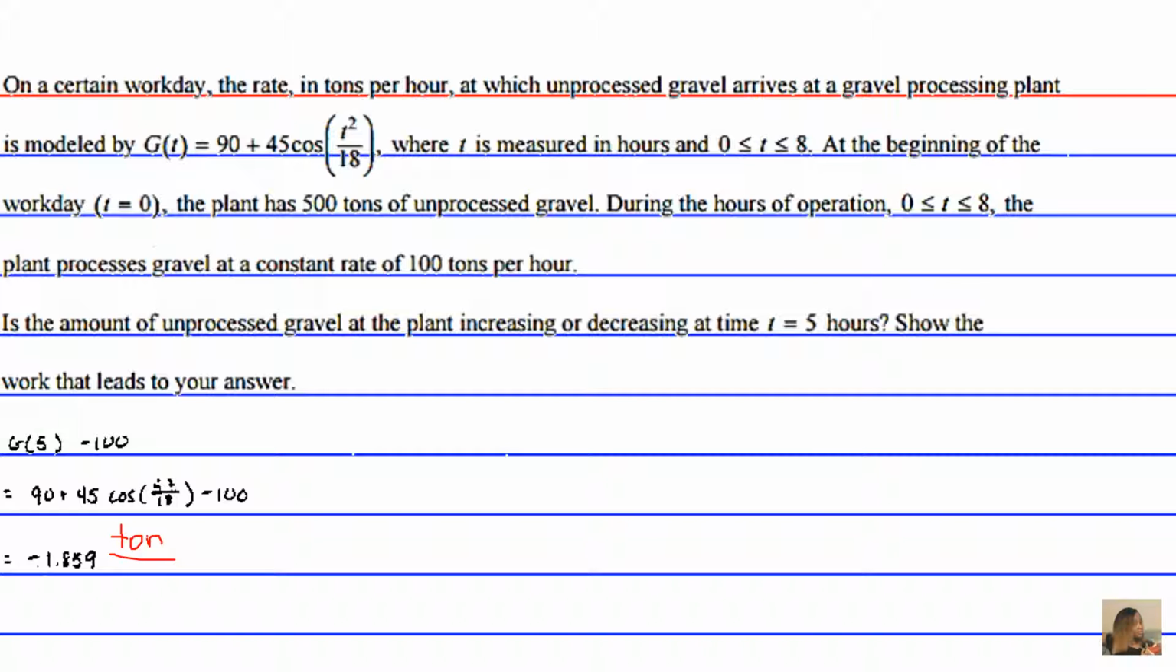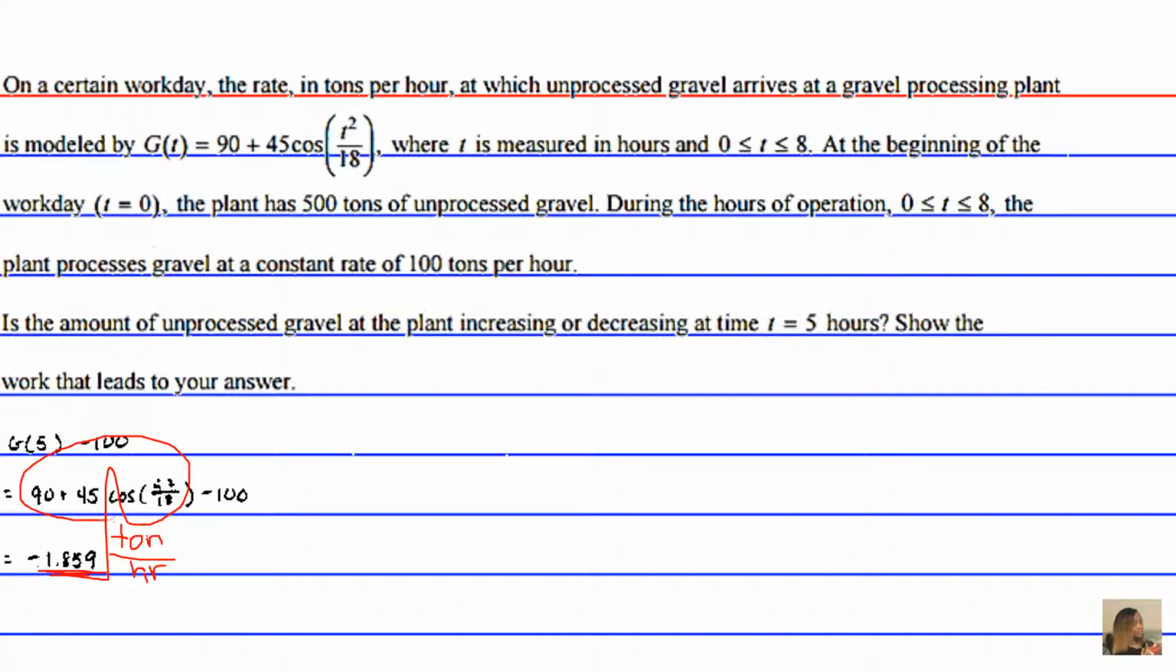Tons per hour. All right, so at a snapshot at 5 hours precisely, the amount of unprocessed gravel is decreasing at a rate of 1.859, sorry, not 95, tons per hour, okay?